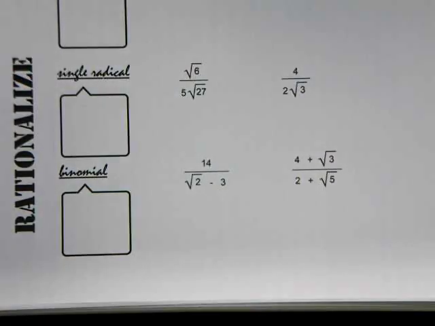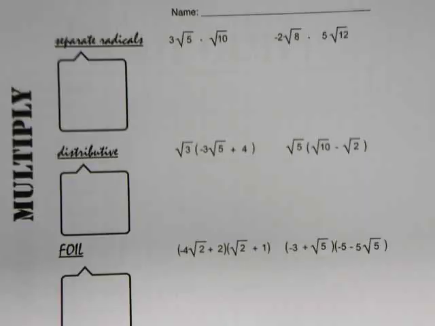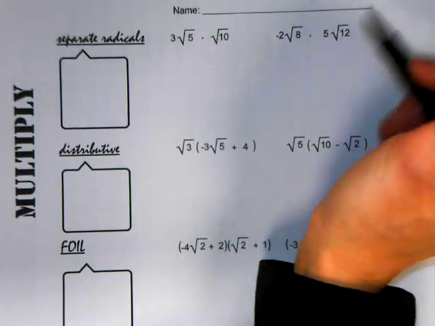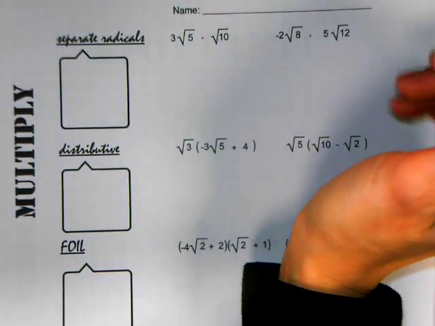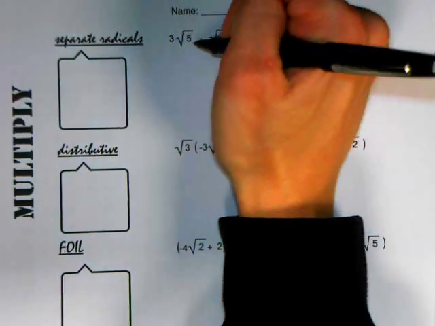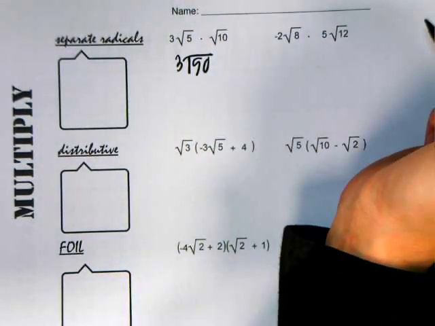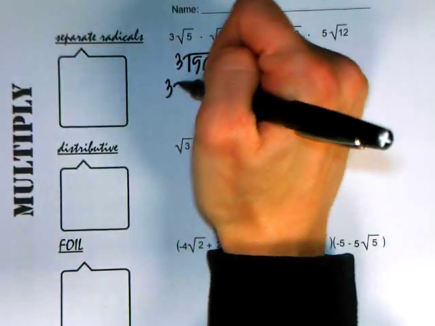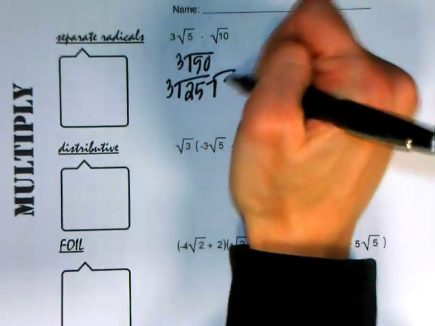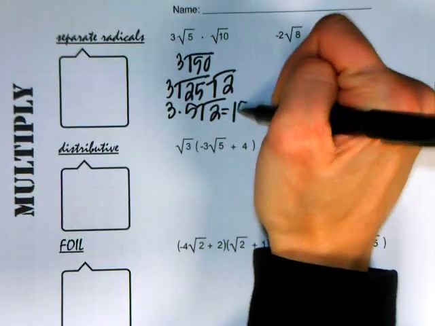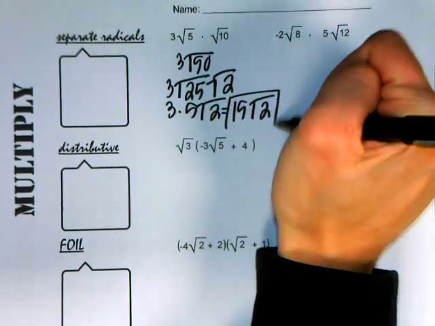Now, multiplication. So if you have separate radicals like this that are just singles, remember multiply everything first and then simplify. So this will be just 3 radical 5 times 10 is 50. 50 you can break into 25 times 2. So 3 times 5 radical 2, which is 15 radical 2.